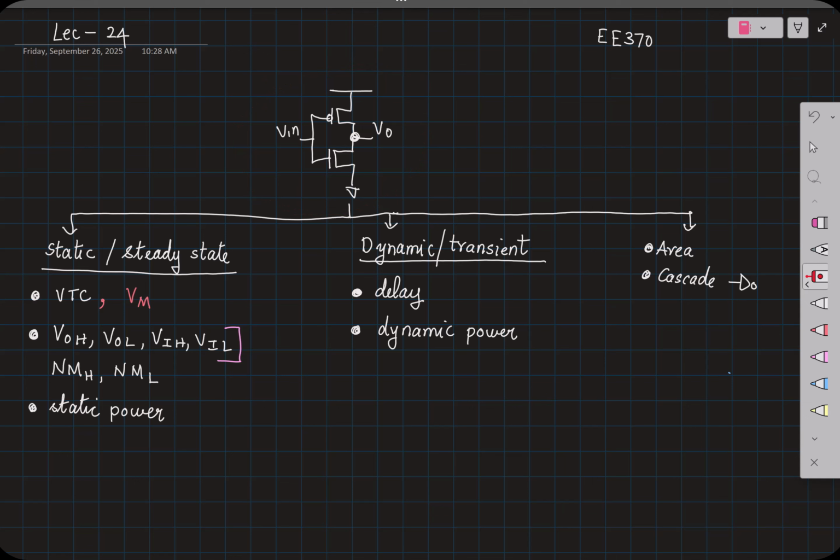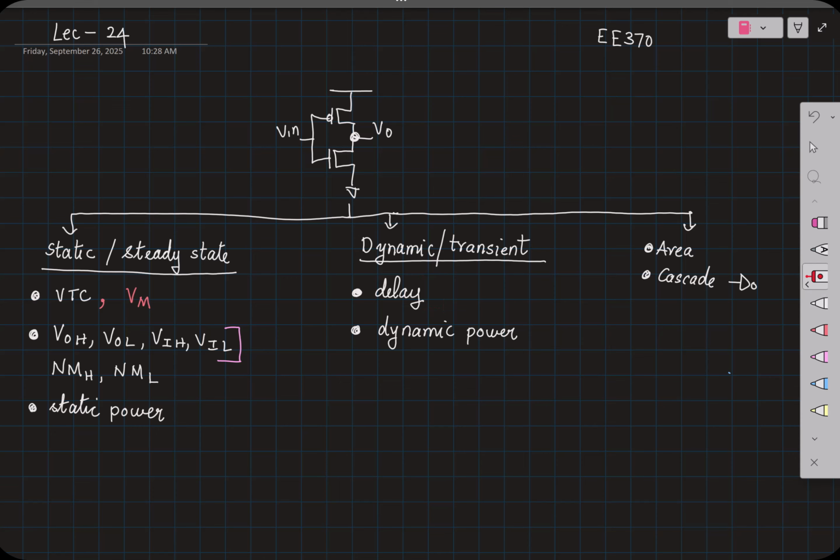We have looked at most of the static or the steady state characteristics. We have studied its voltage transfer characteristics and its midpoint voltage. We now understand how to calculate VOH, VOL, VIH, VIL, and the corresponding noise margins. In today's class, we will focus on understanding the static power of the CMOS inverter, a few other minor static characteristics of this inverter, and then we'll finally get to calculation of the delay.